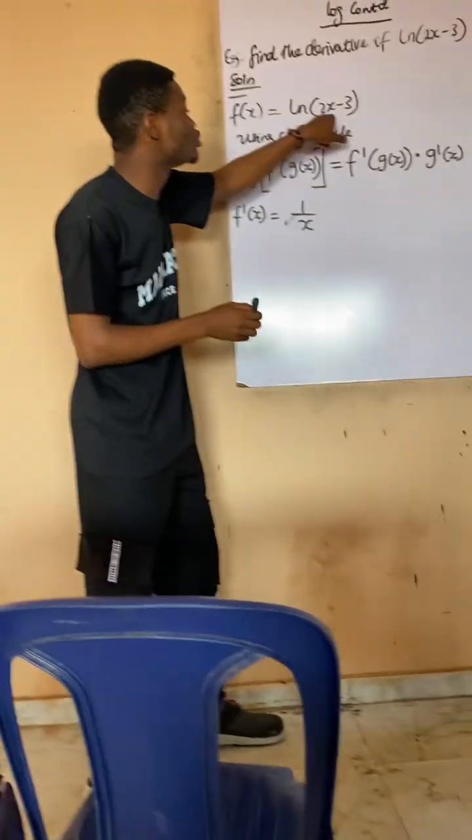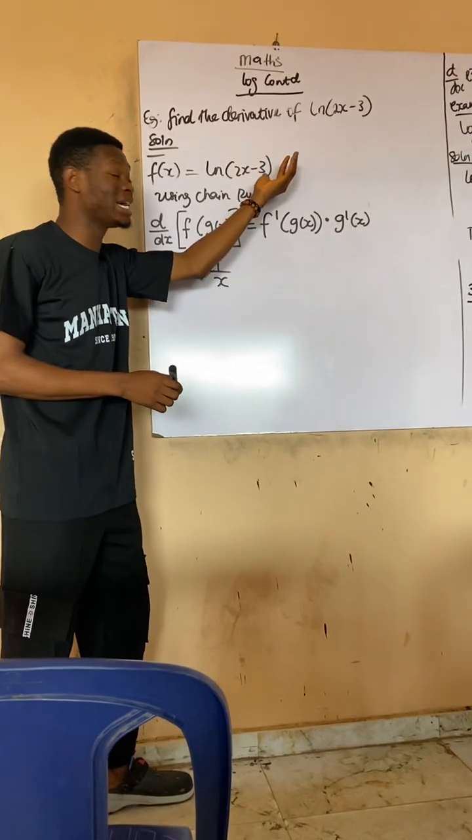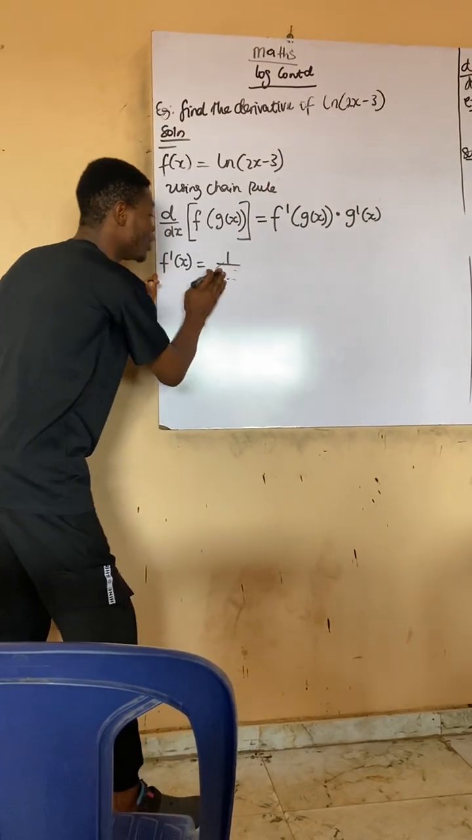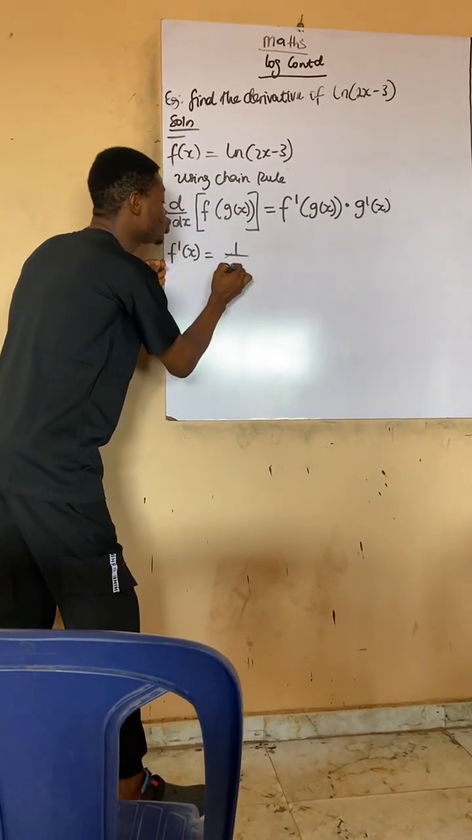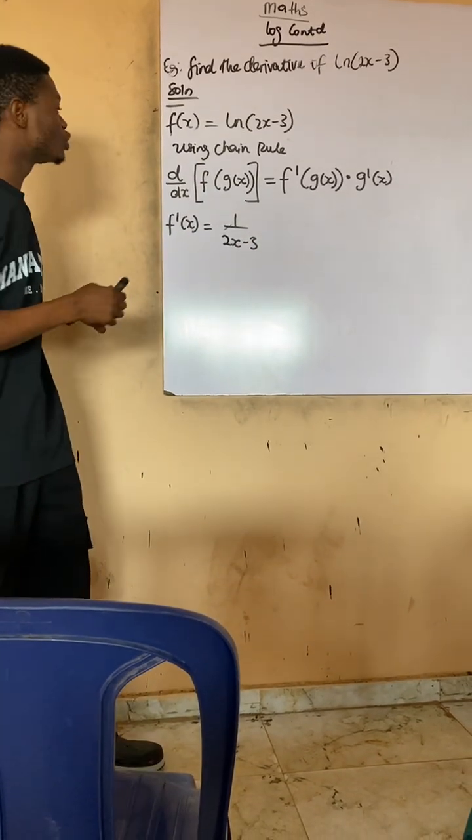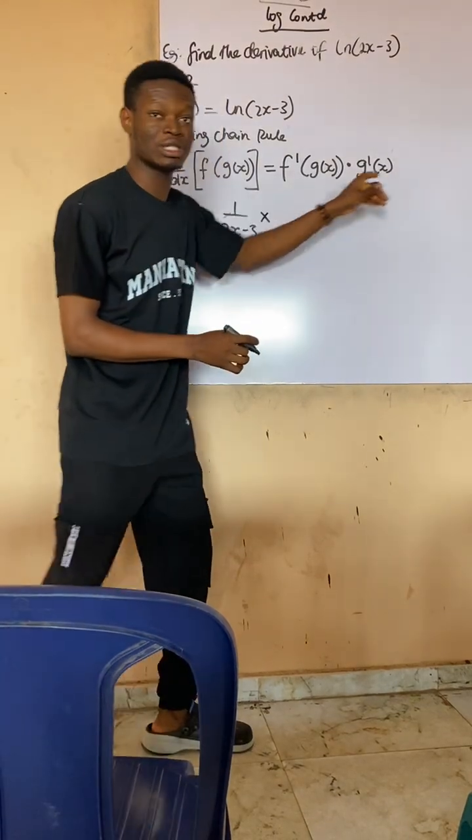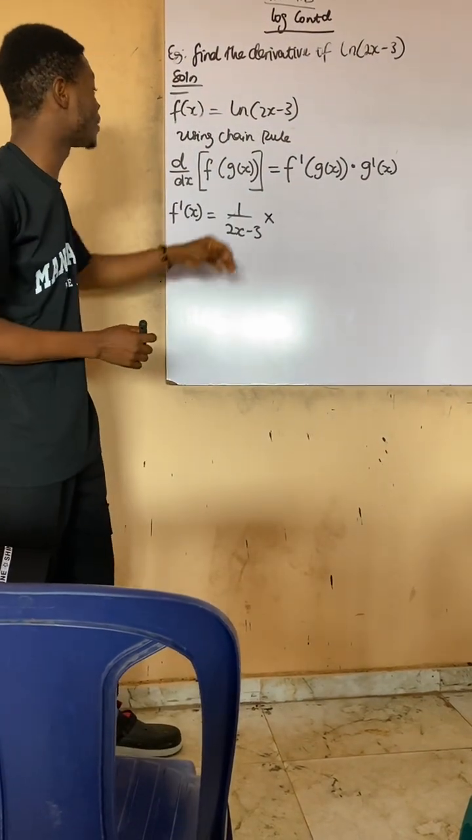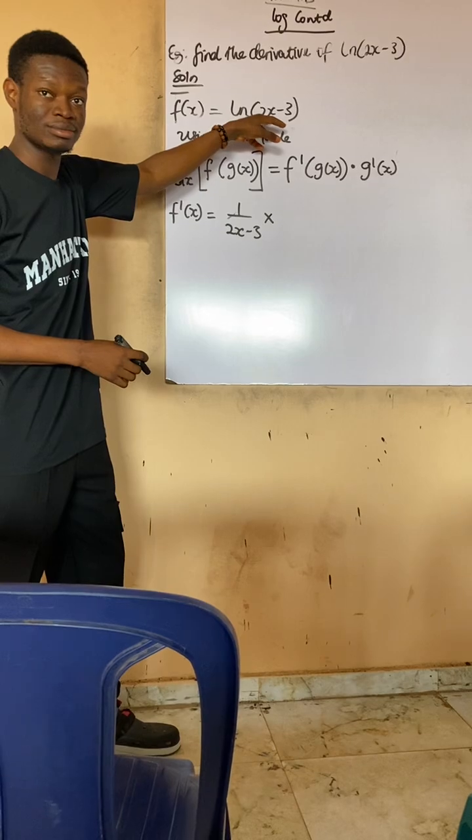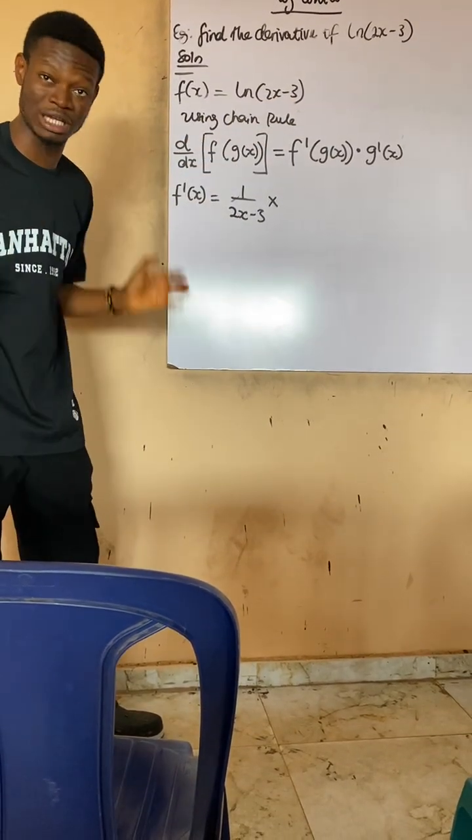If we already assume that this is x, but it is not x, we are having 2x minus 3. So what will it now be? 1 all over 2x minus 3. Good. You see it now. So then times g prime of x. Which one is our g prime? This one, right? If we differentiate this 2x minus 3, that's what it's trying to tell us.